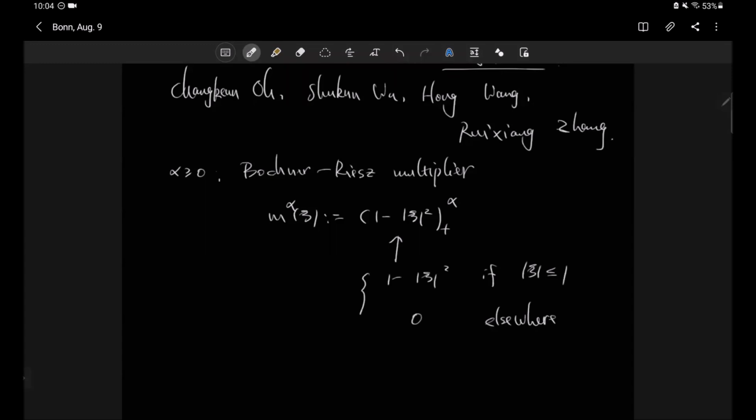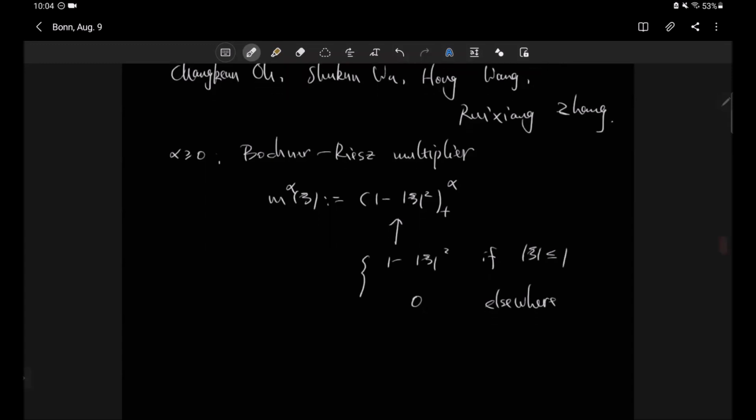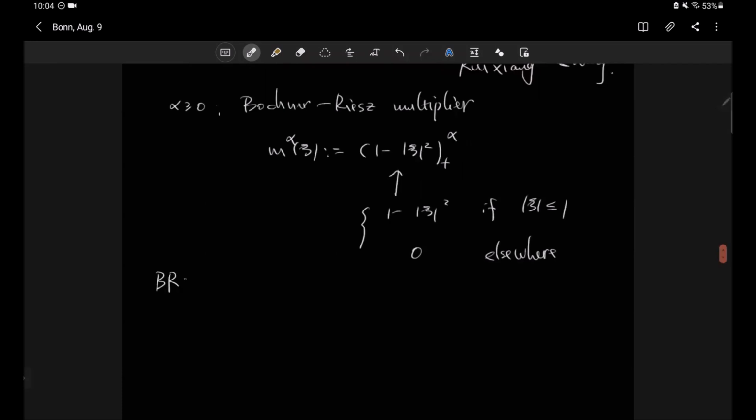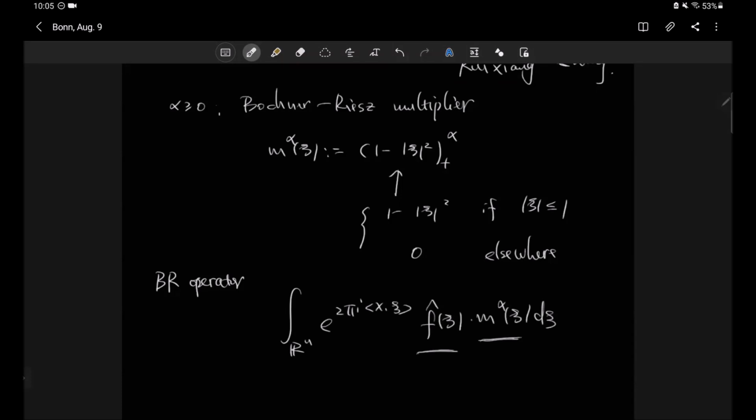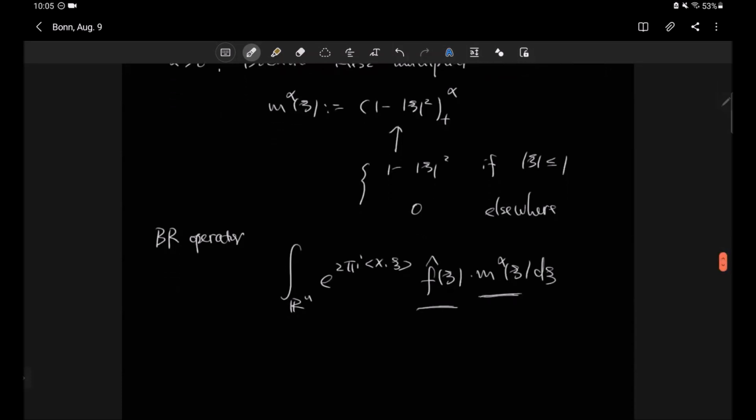This is our Bochner-Riesz multiplier, and we define the Bochner-Riesz operator to be just the multiplier transform of the Bochner-Riesz multiplier. Just introduce as few symbols as possible, I suppose. The operator is the integral of e to the 2 pi i x dot xi, m alpha of xi. So we first take the Fourier transform of f multiplied by the Bochner-Riesz multiplier and then take the inverse transform. And we would like to study L^p bounds of the Bochner-Riesz operator.